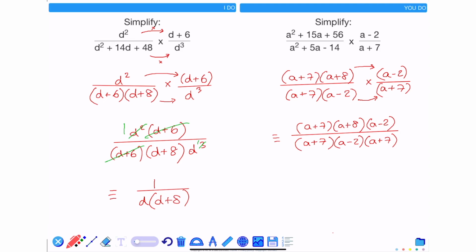Now that I've got it written as a single fraction, I can begin to cancel out any common factors. Dividing both the top and the bottom by a plus 7, only one of the a plus 7s will cancel out in the denominator. The other common factor in this case is a minus 2, so cancelling this out as well will then leave as my final answer (a plus 8) all over (a plus 7).